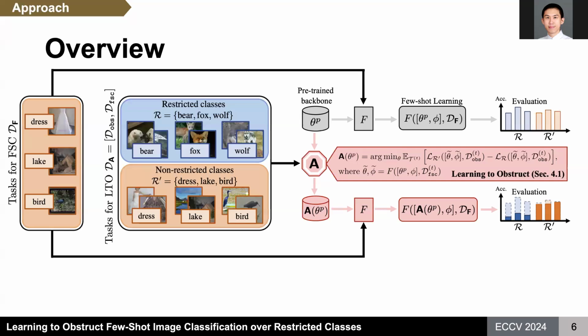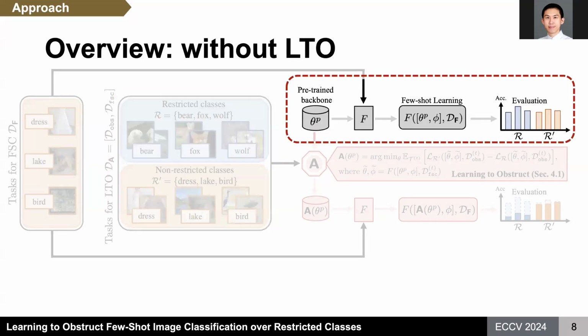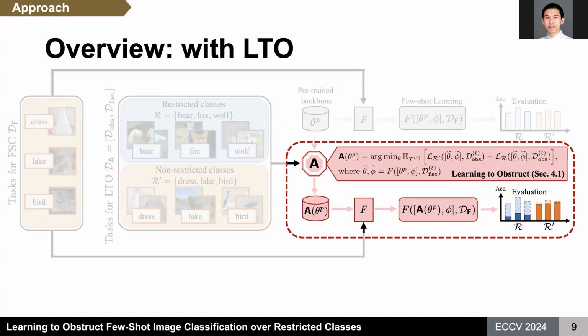Here is an overview of our proposed pipeline. First, we need to define what R is in our data. Next, we illustrate the pipeline of fine-tuning a pre-trained model theta without our LTO. Theta is fine-tuned by a learning algorithm F and then evaluated for the performance on R and R prime. Now, with our LTO algorithm A applied to theta, we get an obstructed model A of theta. This obstructed model, even after fine-tuned by F, is not able to perform well on R.